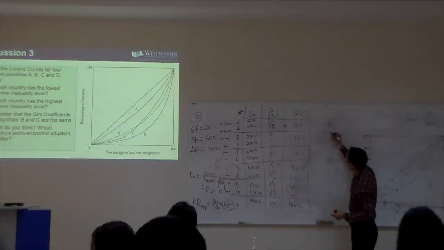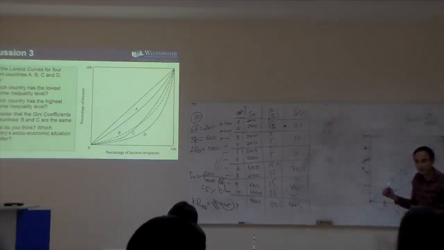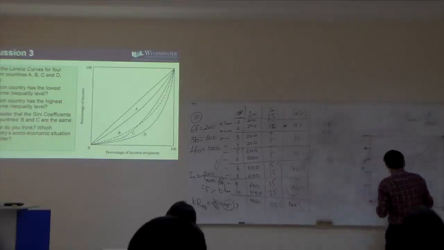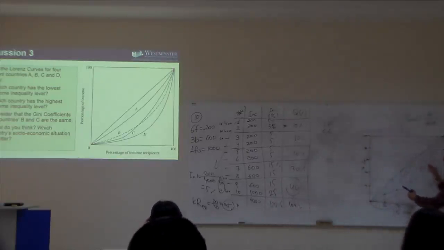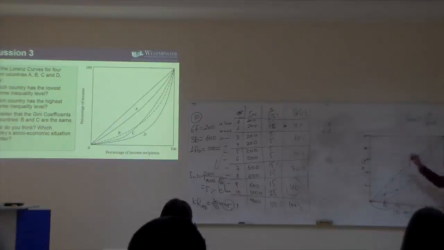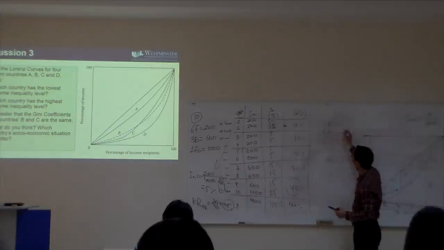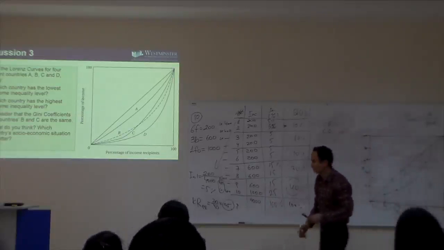Now we are saying country B and country C's Gini coefficients are the same. Is it possible? Yes, it's possible, right? The only difference is that this is country B, but for country C the curve looks like this, if you consider that the shaded area is the same in size. So let's say the Gini coefficient for country B is 0.4 and for country C is 0.4. Exactly the same. Alright?